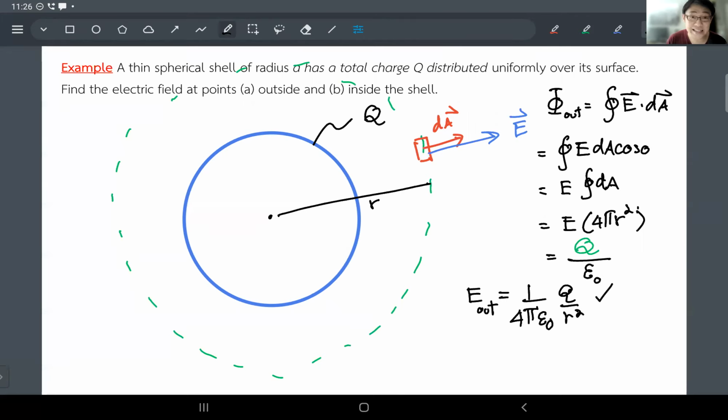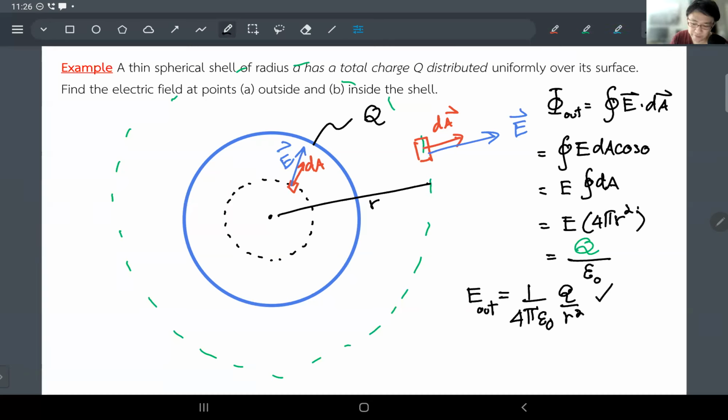What about inside the shell, guys? Whoa. All right, let me draw. Of course, by symmetry, you're supposed to pick the Gaussian surface to be a spherical surface again, but now its size is smaller than the radius of the shell. However, by picking this, everything looks exactly the same again. dA is still pointing out, and E by symmetry is still pointing out.